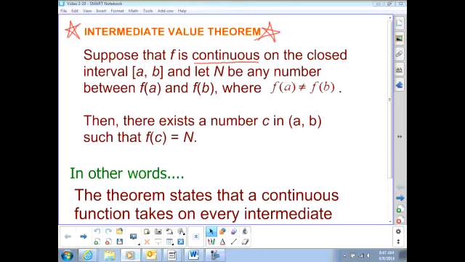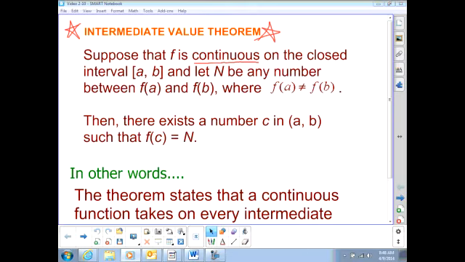Today's video will deal with an important theorem known as the intermediate value theorem. Suppose we have a continuous function f that is on a closed interval from a to b. We're going to let n be a number between f of a and f of b.